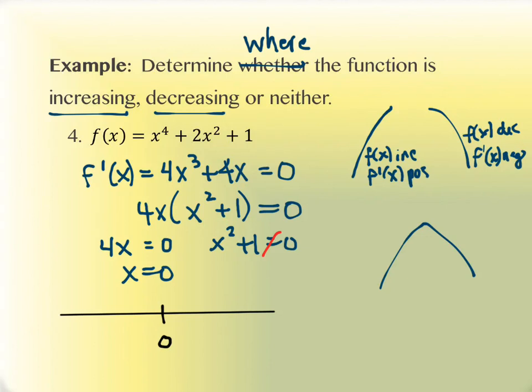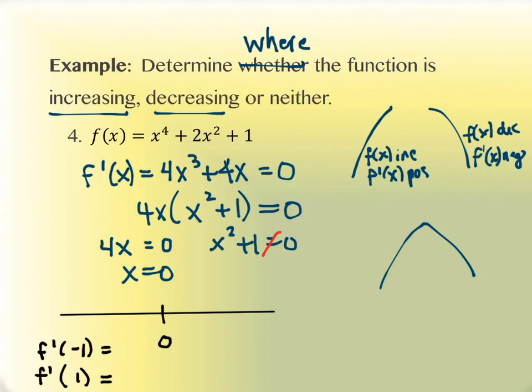And what I want to do is test a value on either side of this, and it doesn't matter what test value I use. So if I pick a different point than you, that's fine. And I want to test it into the derivative. So I want to find f prime of something that's smaller than 0, so somebody give me a number. Negative 1. And I want to find f prime of something that's bigger than 0. 1.